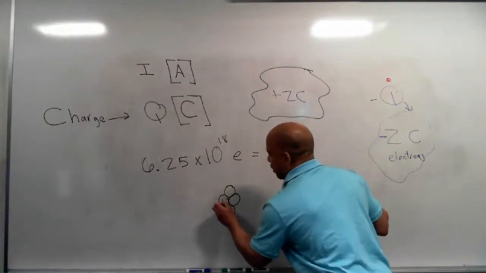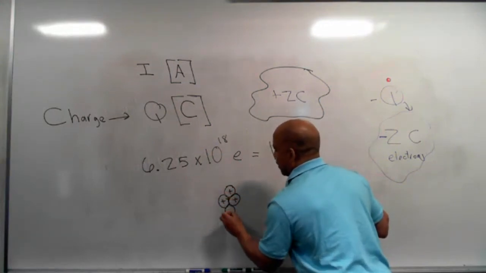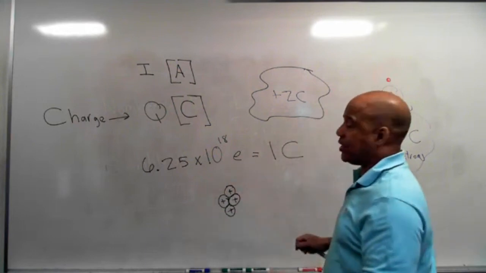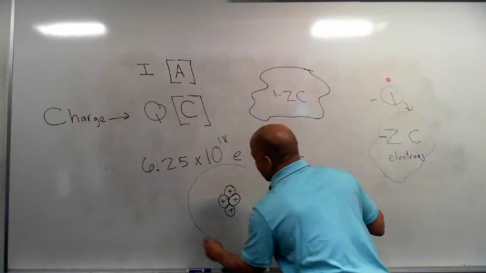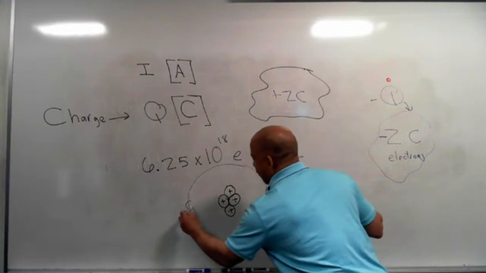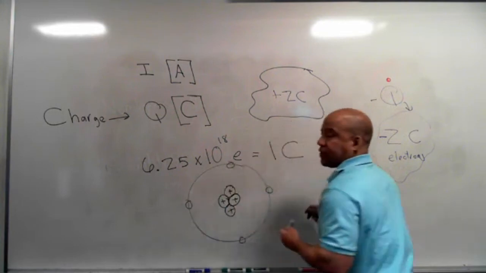So maybe this is +1, that's +1, that's +1, that's +1. That makes up the nucleus. And then going around the nucleus, you got the electrons, and they have negative charge.